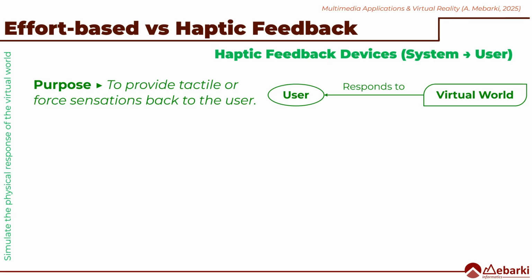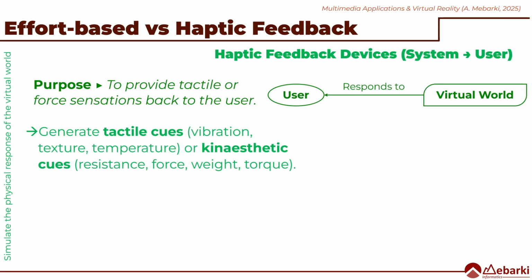The primary purpose of haptic feedback devices is to provide tactile or force sensations back to the user. These sensations act as substitutes for real-world physical interactions that would normally be felt through direct contact with physical objects. By reintroducing touch and force cues, haptic feedback devices close the interaction loop and reinforce the sense of presence within the virtual environment.